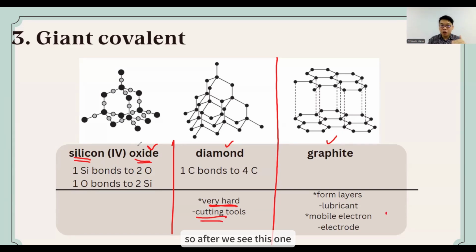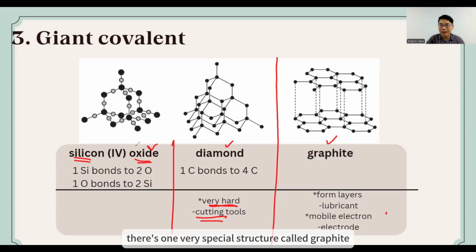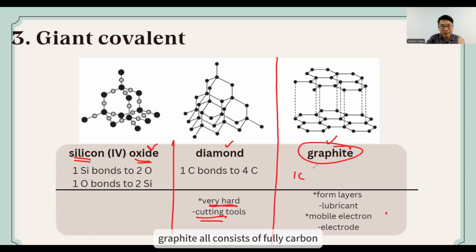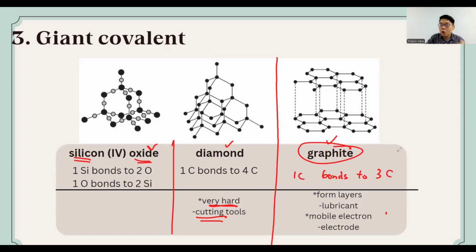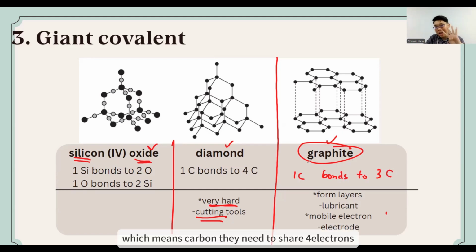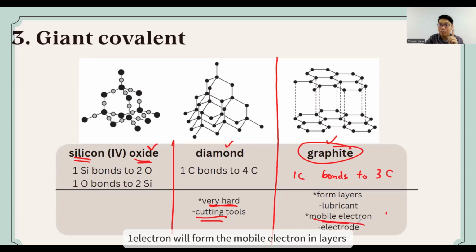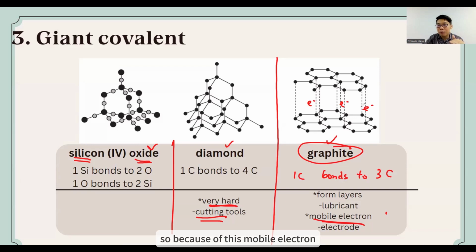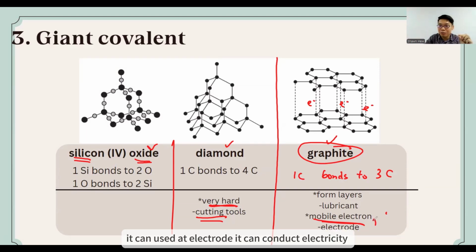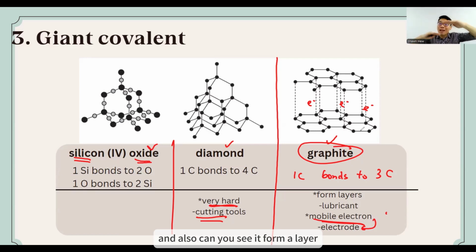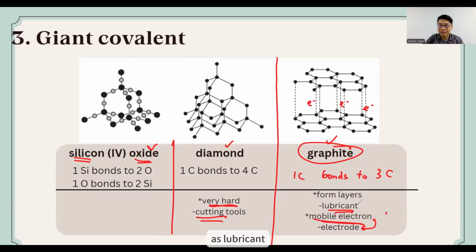After we see these, there's one very special structure called graphite. Graphite also consists fully of carbon, but each carbon can only bond to 3 carbons, which means the carbon that needs to share 4 electrons, 3 are bonding using covalent bonds. 1 electron will form the mobile electrons in the layers. Because of these mobile electrons, it can be used as an electrode and it can conduct electricity. And also, can you see it forms layers? So layer and layer can slide over each other easily. That's why graphite can also be used as a lubricant.